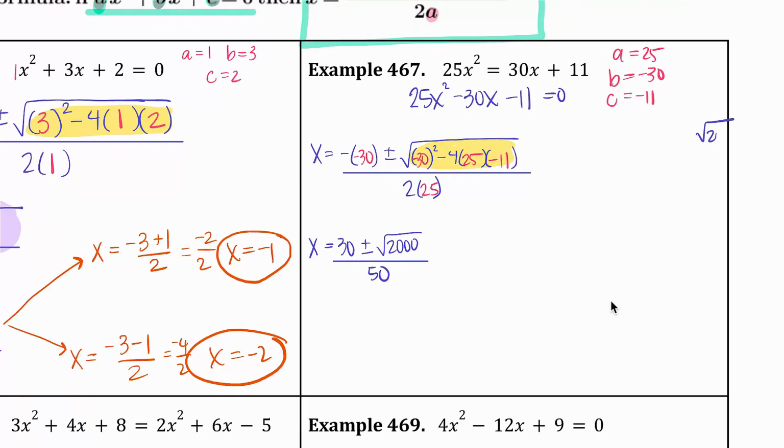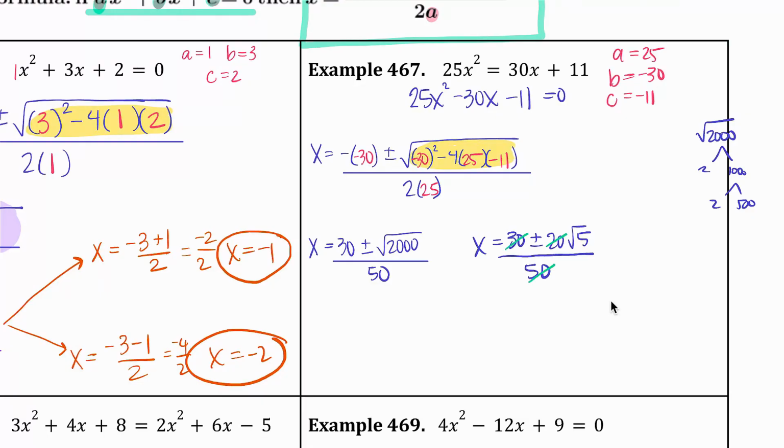So come over here to the side and use your factor tree to help you simplify it. To save time, I'm going to go ahead and show you what it simplifies to, but you could start out like 2 and 1,000, 2 and 500, keep going, and then simplify that. So when we do simplify it, we get x equals 30 plus or minus 20 square root of 5, all divided by 50. Okay, we're not quite done here.